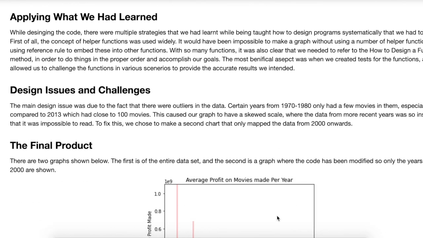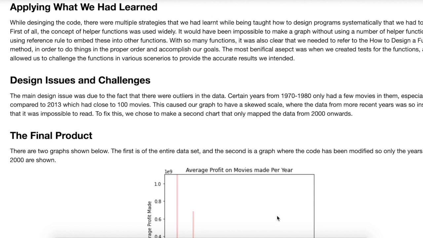Applying what we had learned. While designing the code, there were multiple strategies that we had learned while being taught how to design programs systematically that we had to apply. First of all, the concept of helper functions was used widely. It would have been impossible to make a graph without using a number of helper functions and using reference rule to embed these into other functions.